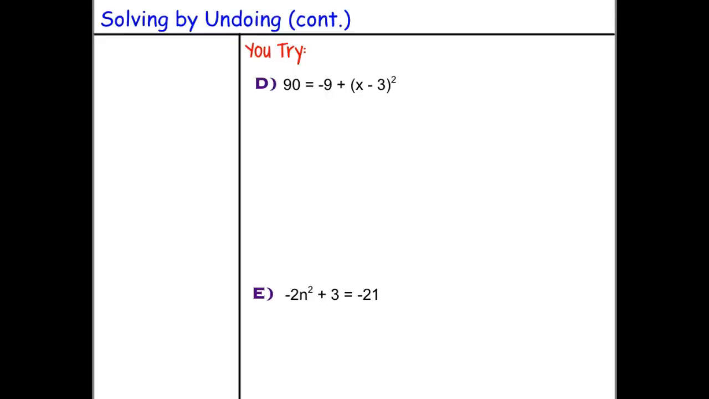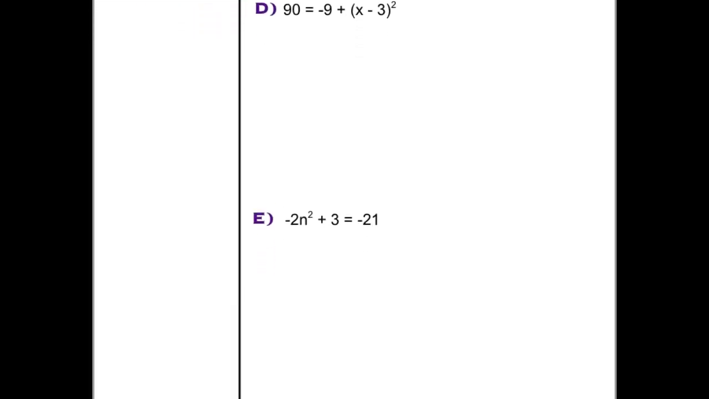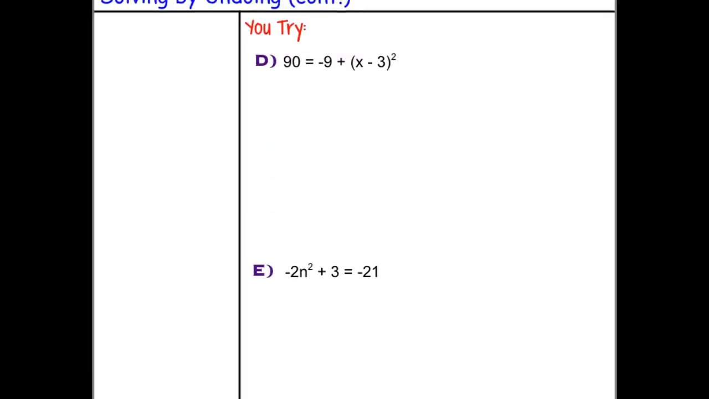Try these two. We've got 90 equals negative 9 plus the quantity x minus 3 all squared, sorry, had a tongue tie there, and negative 2n squared plus 3 equals negative 21. Solve those, write your summaries, and bring your questions with you to class.